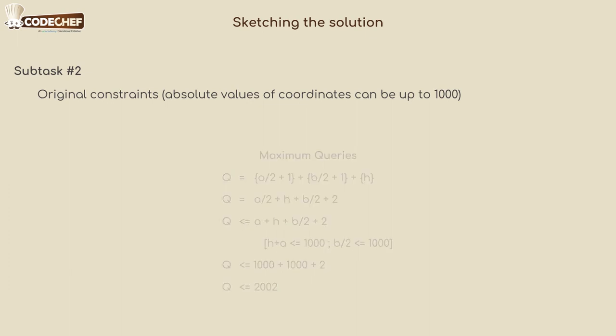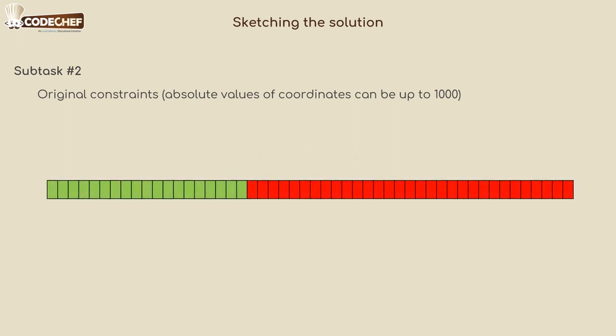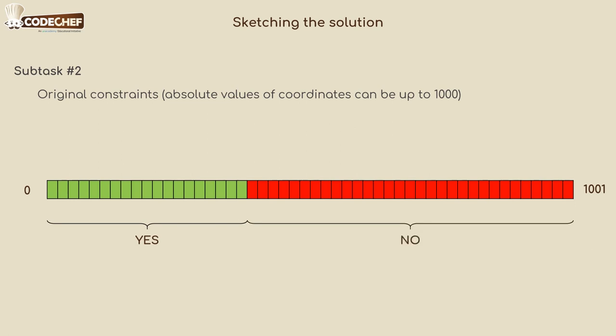So let's see it. Let's consider this matrix as the x-axis from 0 to 1001 because the limit is 1000, and why we have taken 1001 we'll discuss later. Here the green cells will return us the answer yes and the red cells will return no, which means that the green part contains some part of the house. Now let's try to apply the binary search approach. As we know it is a log n approach, so maybe it will work.